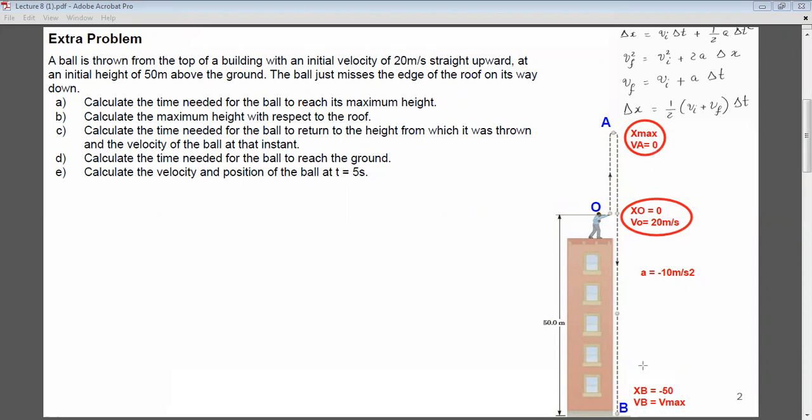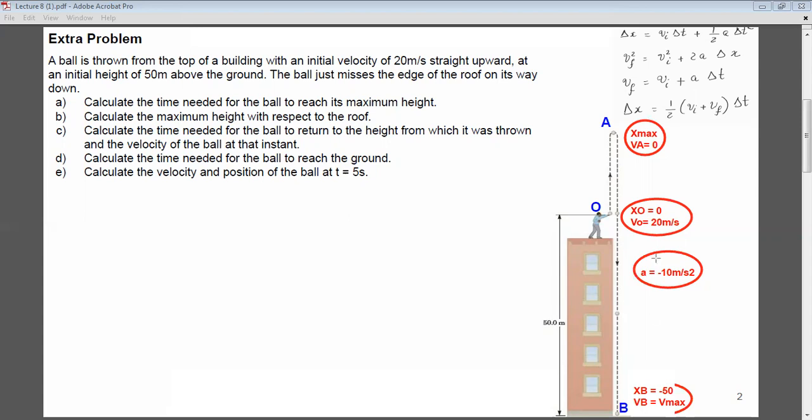What else do I know? I know that just before it reaches the ground, x_B is minus h, in this case minus 50, and v_B equals v maximum. So I put these three pieces of information on my figure, and never forget that acceleration is minus gravity. We take it as 10 meters per second squared. If he doesn't say how much it is, just take it as 10 meters per second squared. In the exam, it will also be 10 meters per second squared.